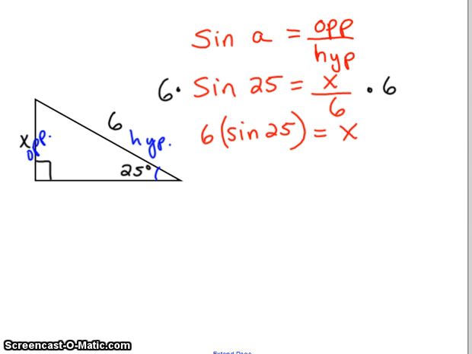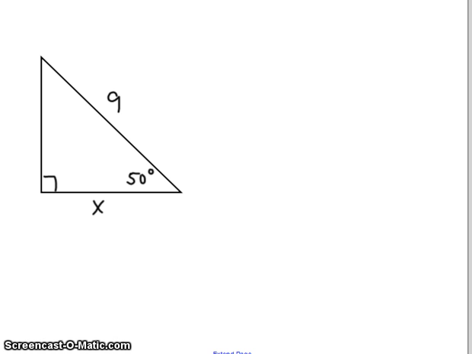If you want to calculate that out, calculate sine 25 and then multiply it by 6. But this is all I'm concerned with right now. All right, next one. We have our 50-degree angle, and now we have the adjacent side, the side next to it, and the hypotenuse.